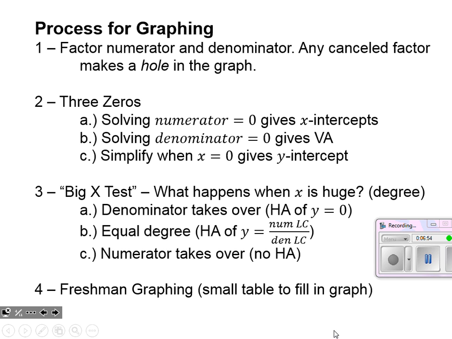All right, after all that is done, we'll have vertical, horizontal asymptotes in place. We'll have some points on the graph from our intercepts. If that's still not enough to tell what the graph is doing, we resort to step 4, which I just call freshman graphing. We're going to make a small table of values, maybe use the calculator, but that takes some time. But we're just going to plug in some values that are close to vertical asymptotes to plot some points nearby to help fill in the gaps.